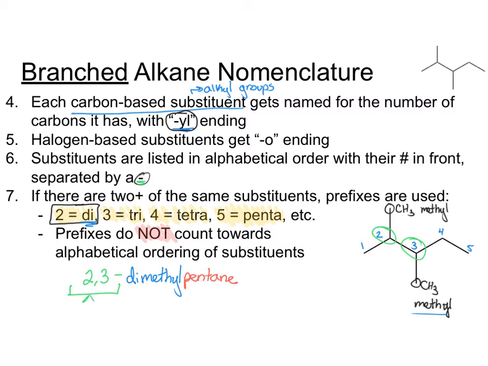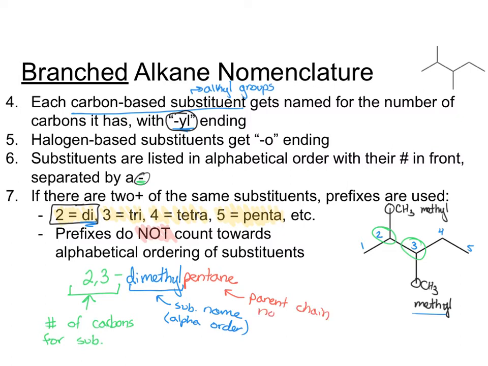So I'll break it down really quickly. First, you're going to have the number of the carbons that the substituents are on. Then you're going to have the substituent names, and if there's different types, they're going to go in alpha order, not including the prefixes. But in this case, there was only one type. And then finally, you're going to have your parent chain name. All right, so let's do some more practice for sure.